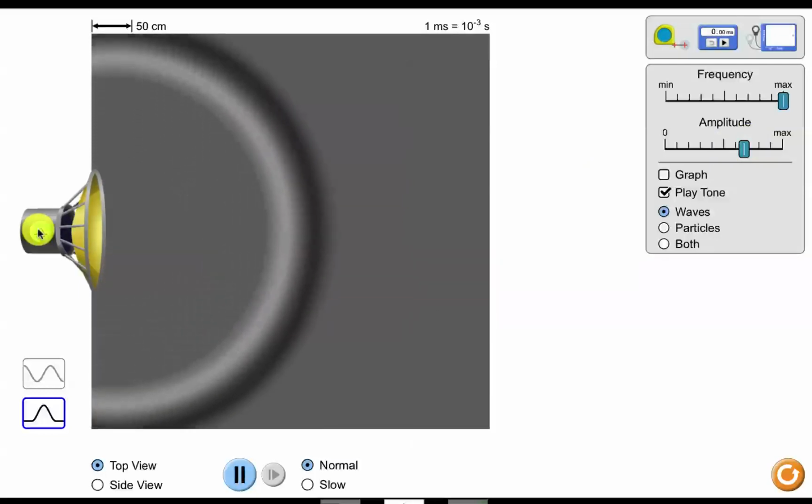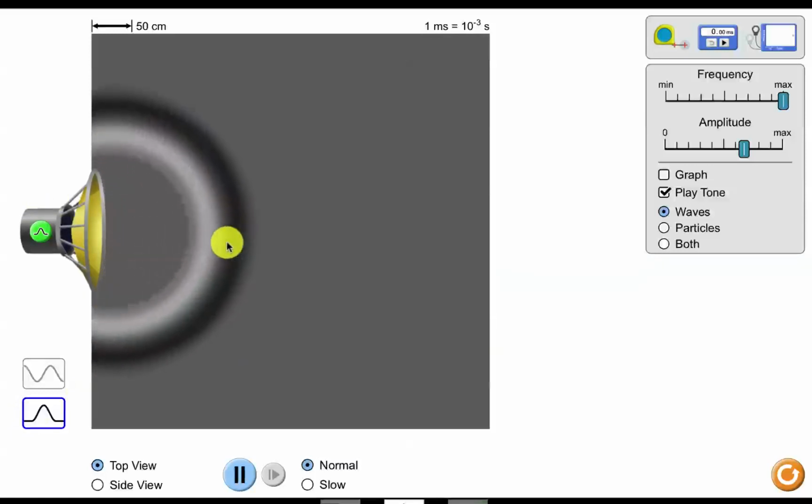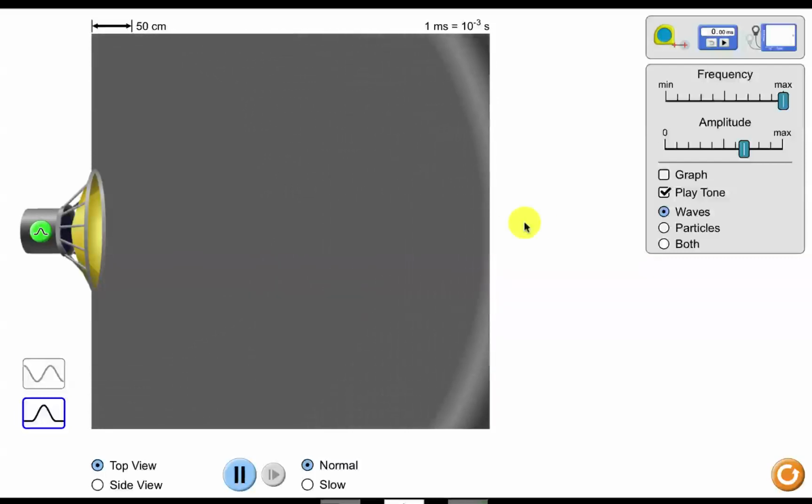So this pulse has gone out and it's spreading and spreading. And as it goes out, this circular wave or spherical wave becomes flatter and flatter until it becomes a plane wave. So you see the wave front here becomes flatter and flatter, and it becomes a plane wave very far from the source. Okay, now let me ask it to play continuously.